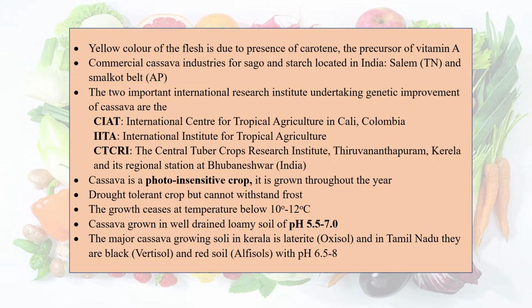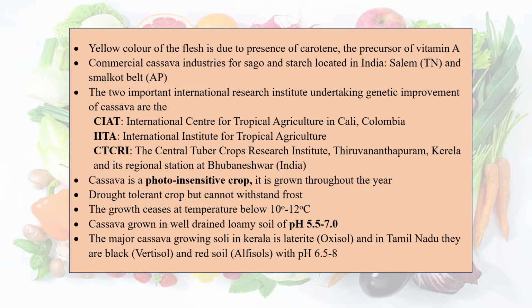Drought-tolerant crop but cannot withstand frosts. The growth ceases at temperature below 10 to 12 degrees centigrade. At below this temperature, the growth stops. Cassava is grown in well-drained loamy soil of pH 5.5 to 7.0.